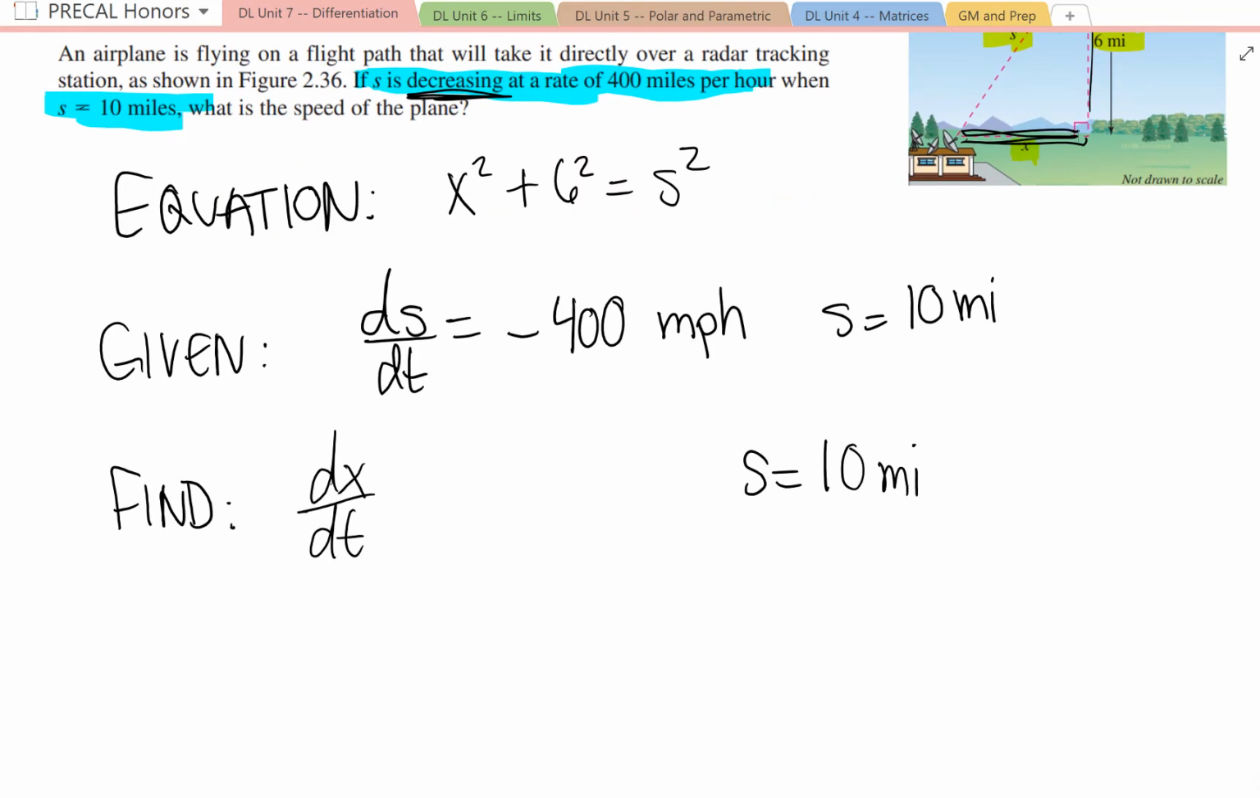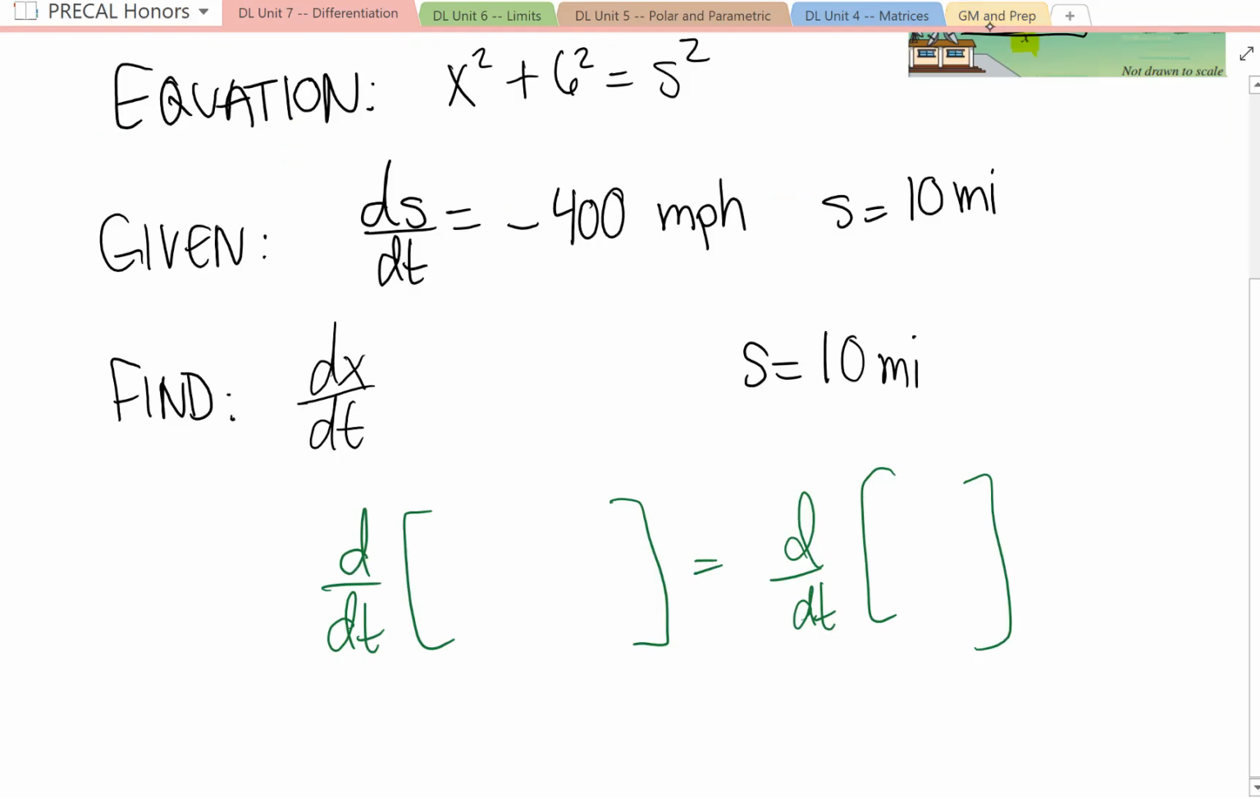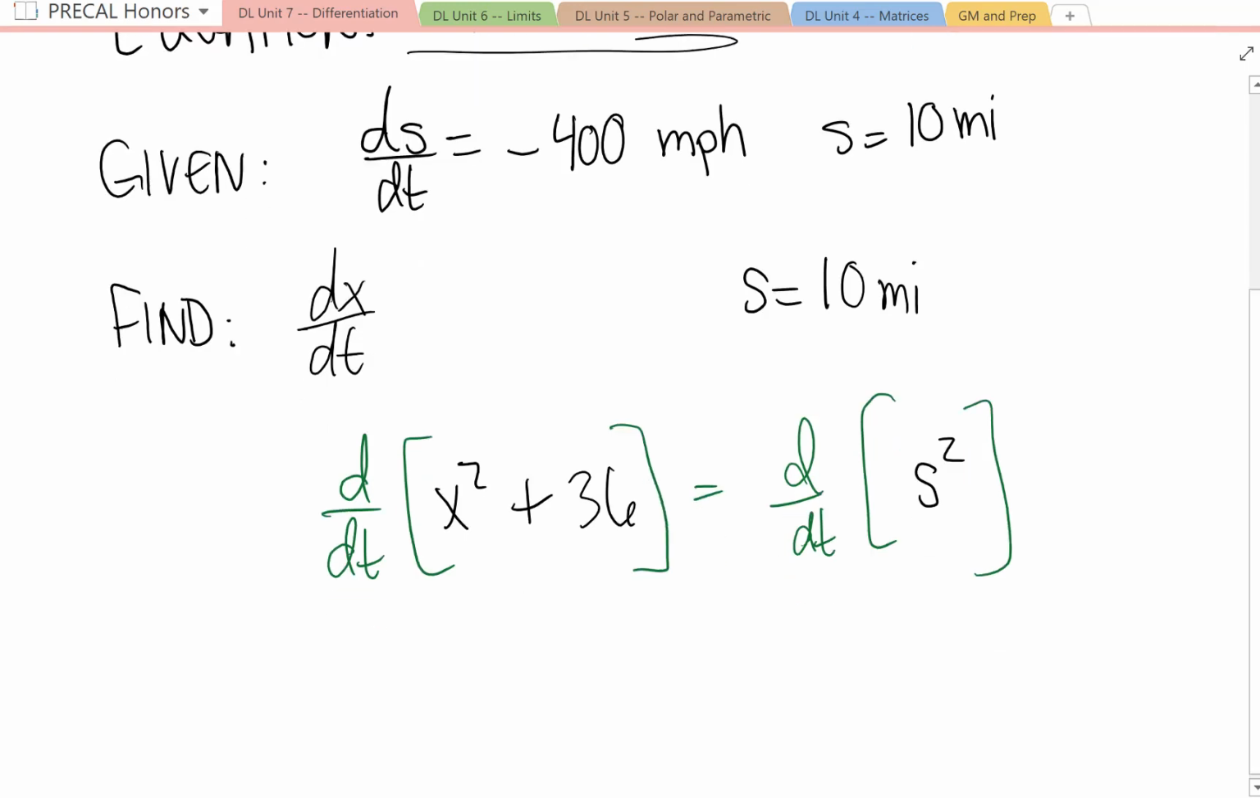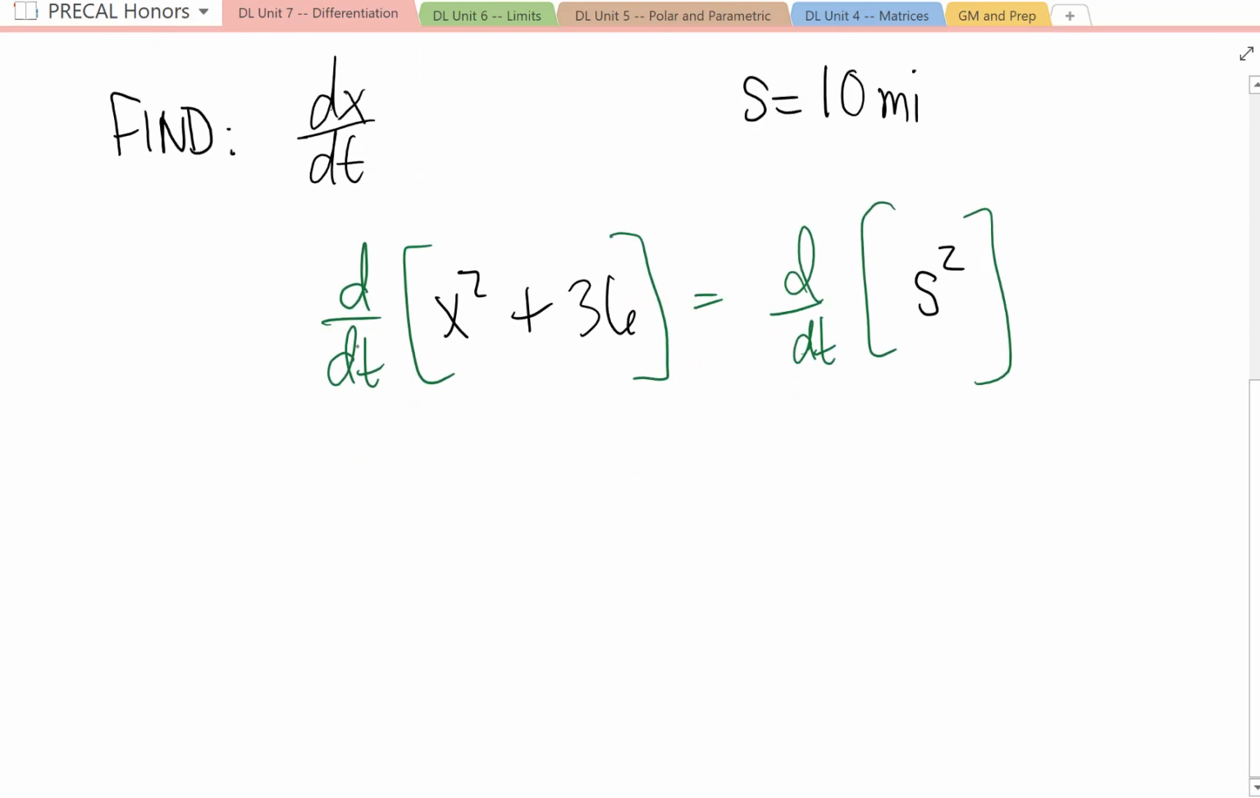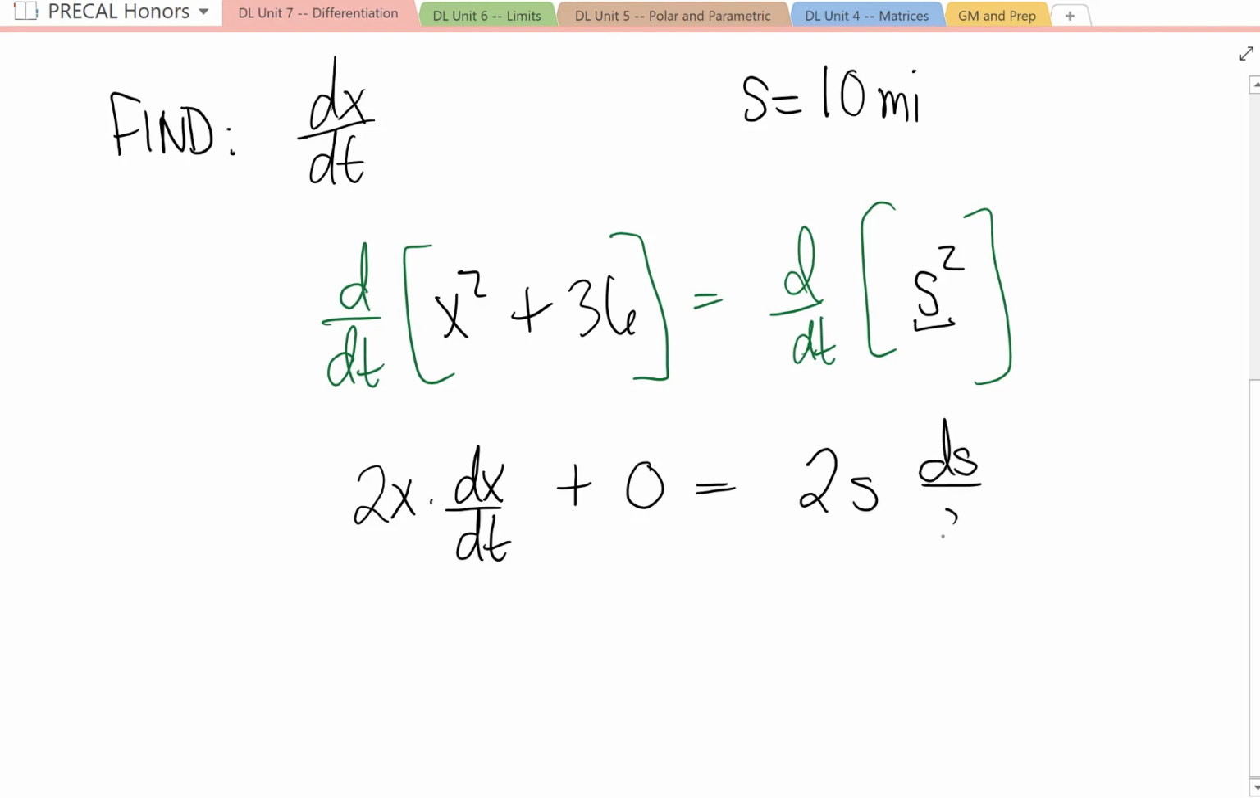First, I'll differentiate the original equation that we came up with, the Pythagorean theorem. x squared plus 6 squared, which is 36, is equal to s squared. Please make sure you know that's an s and not a 5. The derivative of x squared with respect to time is 2x times the derivative of the inside, which is dx/dt, plus the derivative of 36. The derivative of a constant is 0. The derivative of s squared with respect to time is 2s times the derivative of the inside, which is ds/dt.